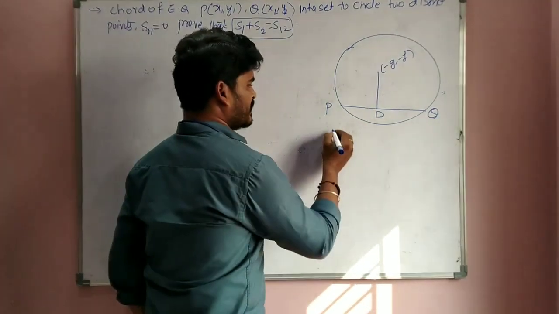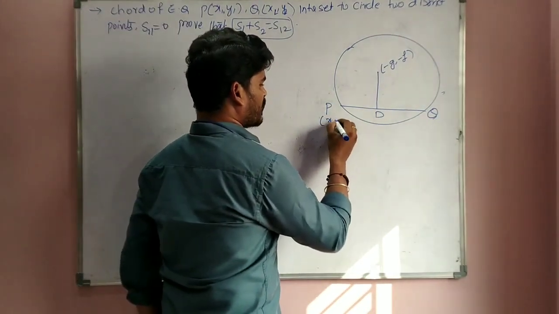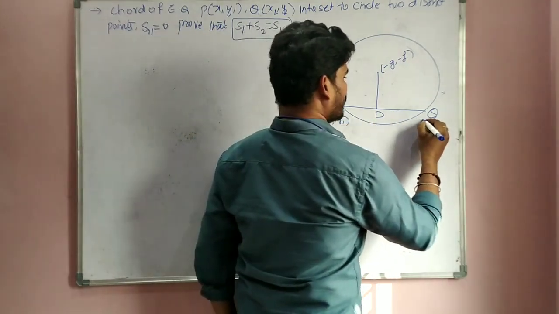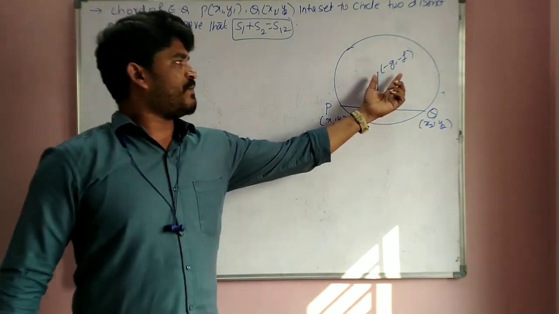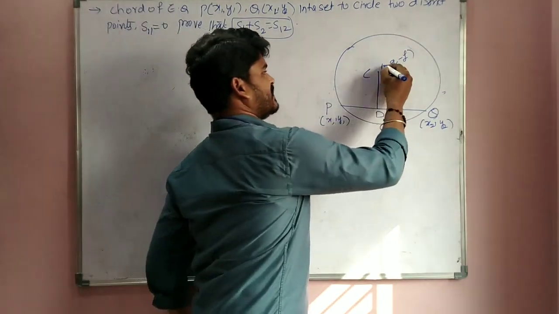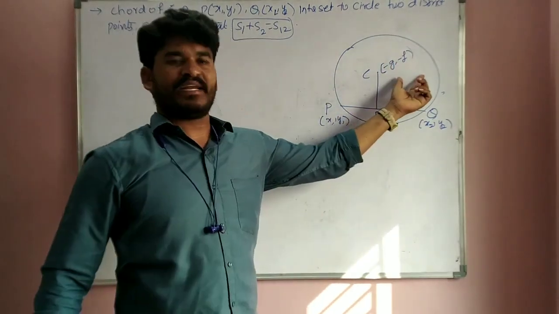Here the point P is x1 comma y1, and the point Q is x2 comma y2. The point C is minus g comma minus f.